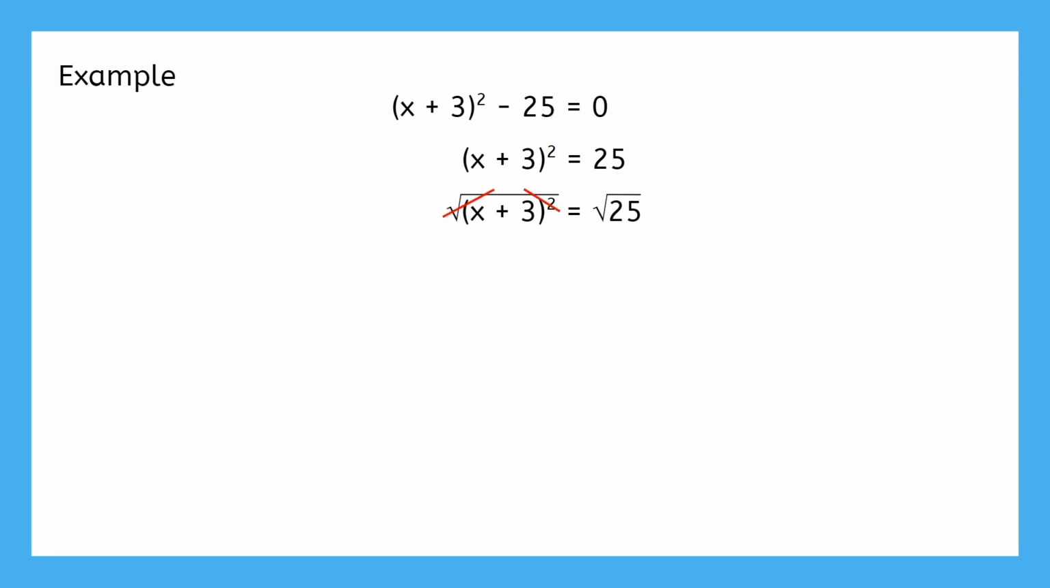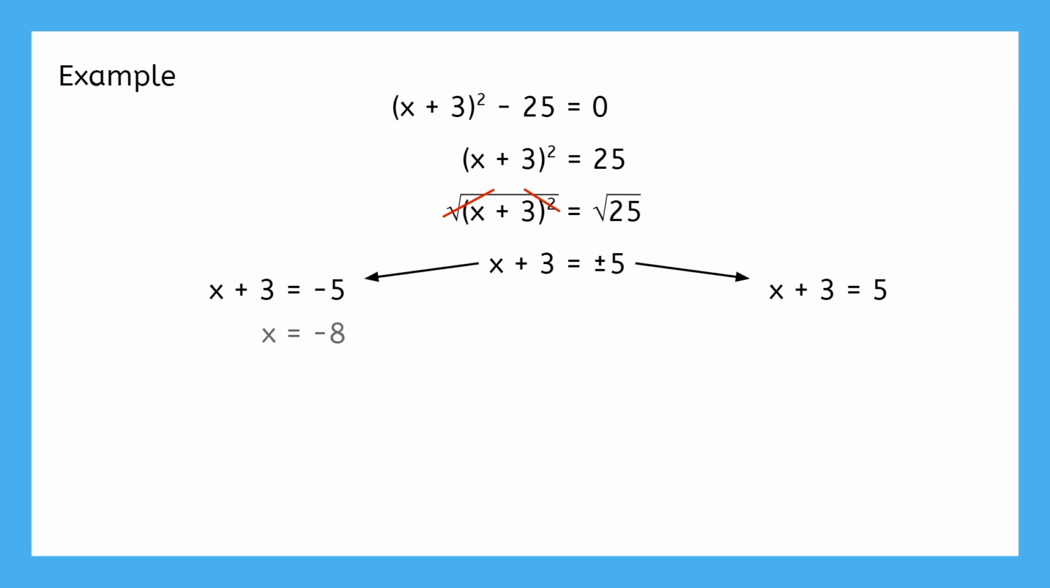On the right side, remember the square root of a positive can be positive or negative, so x plus 3 is either equal to negative 5 or 5. If it's negative 5, then we subtract 3 and get that x is negative 8. If it's positive 5, then we subtract 3 and get that x is 2.